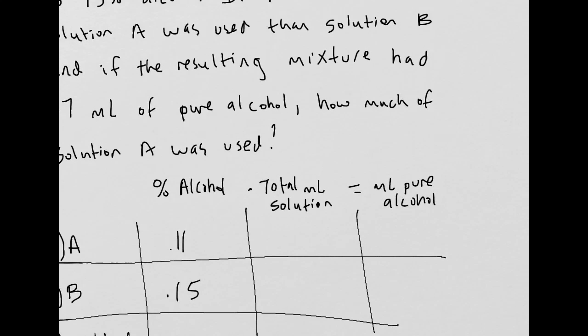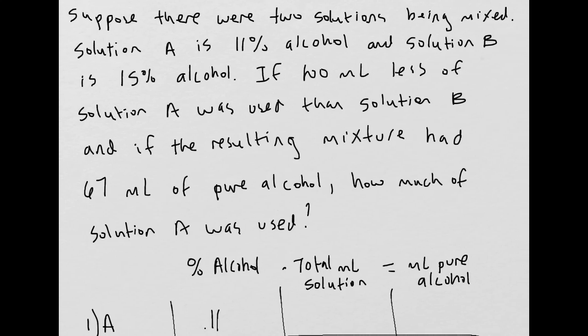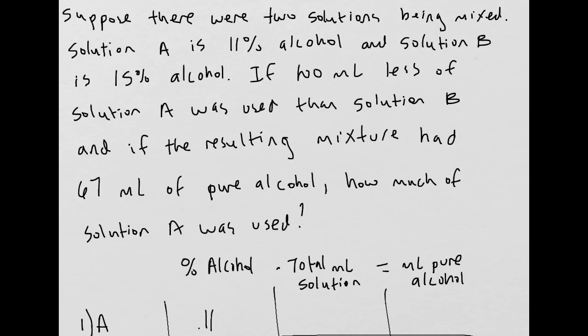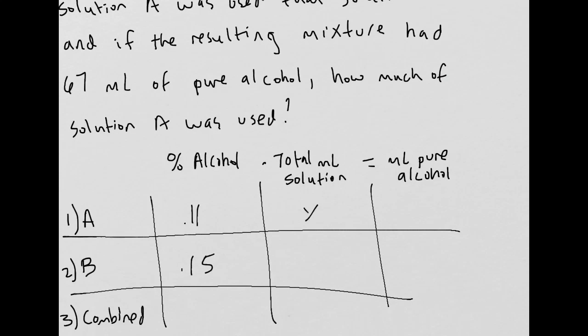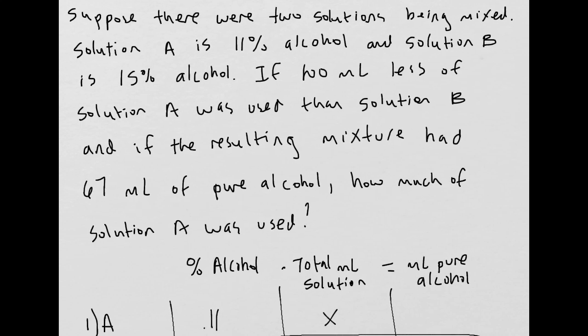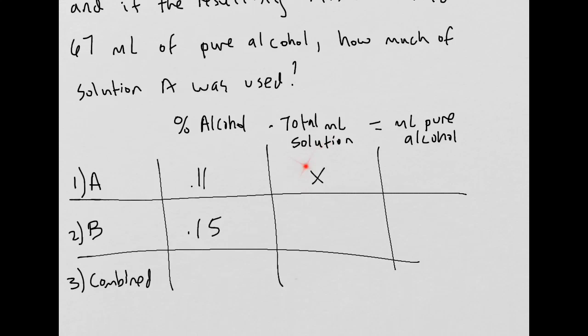Okay, total milliliters of solution, if we look back, well, they don't really tell us, but notice if we look at the question part, it says how much of solution A was used. So I'm going to call solution A X. And then if we look back at that second sentence, it says 100 milliliters less of solution A was used than solution B. So what I know is that X is 100 less than solution B. In other words, they used 100 more of solution B than they used of solution A. So that means I could write the total milliliters of solution B as X plus 100. It's whatever they used for A plus an additional 100.